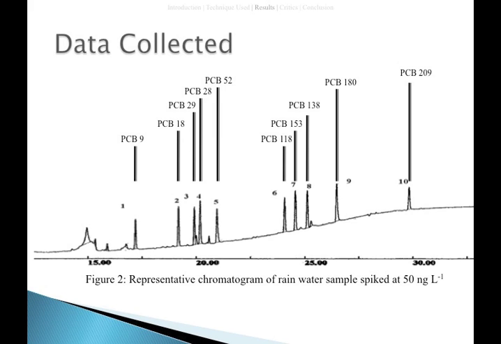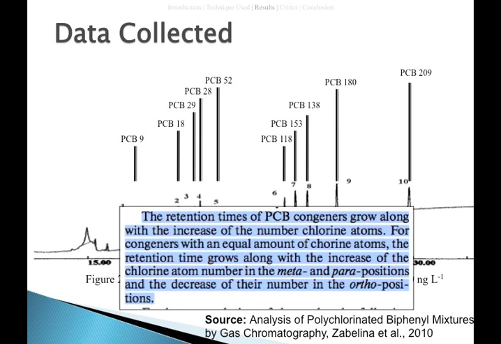Data collection. This is the representative chromatogram of rainwater with a spiking level of 50 nanograms per liter. The 10 different PCBs are eluted out at different times. Sources state that the retention time is based on the number of chlorine atoms. This corresponds to the data achieved, as seen from the structures of PCB9 and PCB209.